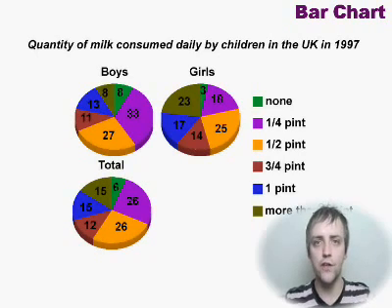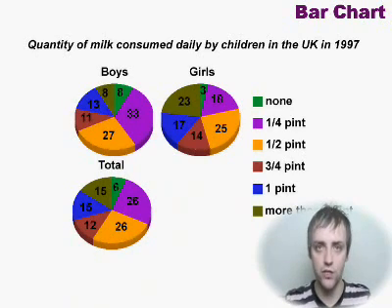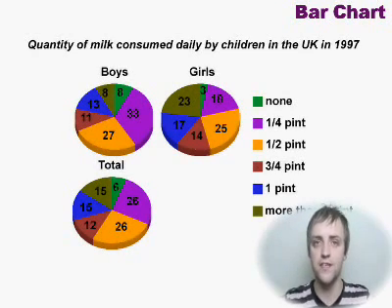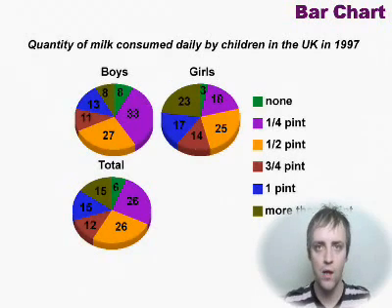Okay? If you look at the graph for the total, the chart for the total, you can see it reflects the significant proportions that are the same in the boys' chart. Okay, so again, for a quarter of a pint and half a pint, okay, 26% respectively.